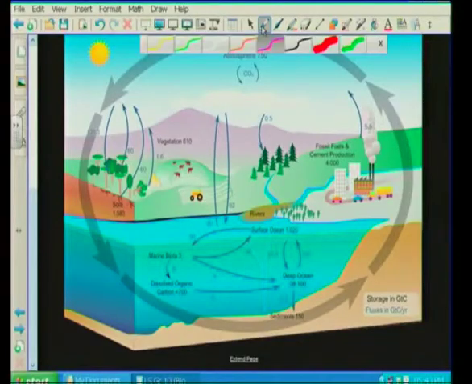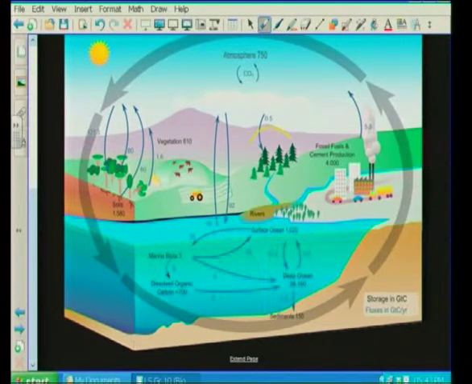Let's now move on to the carbon cycle. All right, now carbon dioxide and oxygen. These are two cycles that go together. Right, let's start with the plants. Okay, now our plants, let's start with the plants.